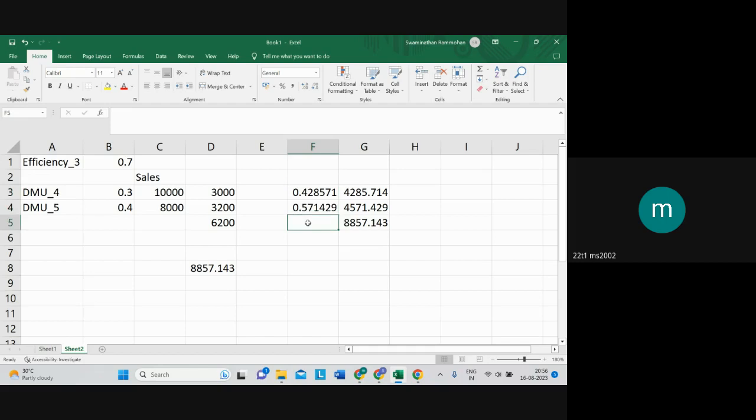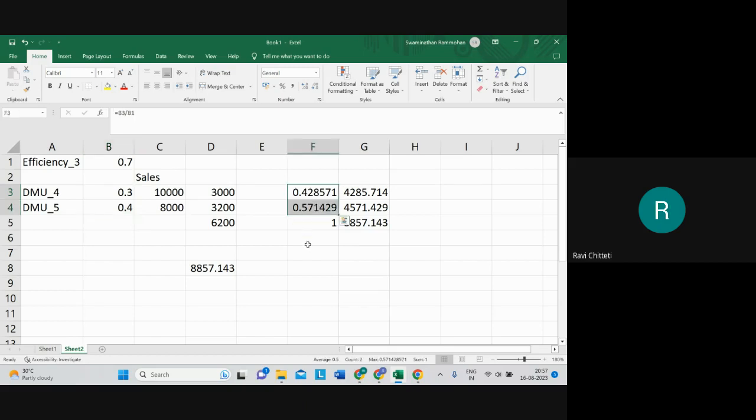And now if you add these two, it will be 1. Whereas if you add the original two, it is going to be the efficiency of the business unit of our choice. So the best way to do this is to check the shadow prices of the reference DMUs. Are they adding up to 1? If they are not adding up to 1, normalize them.